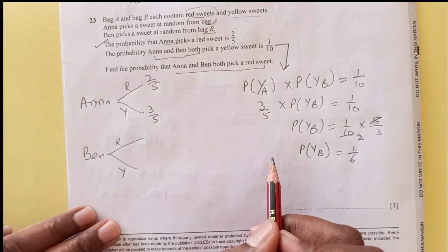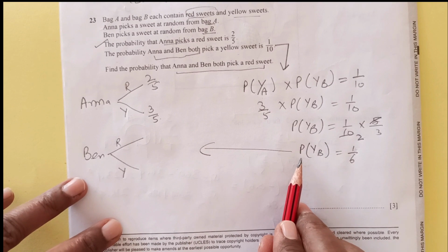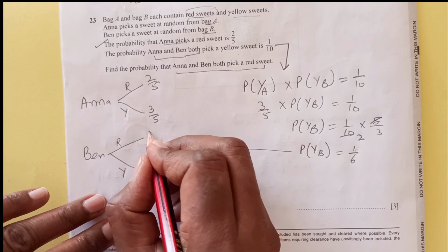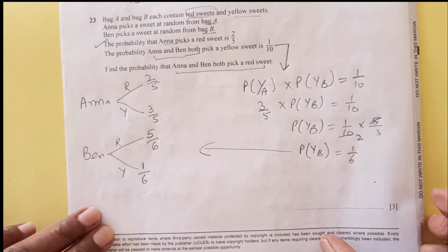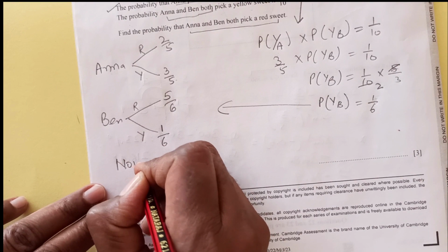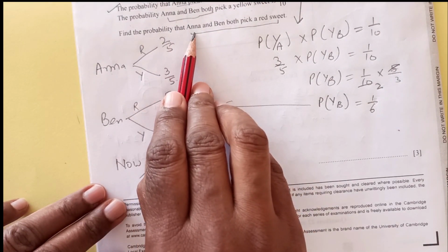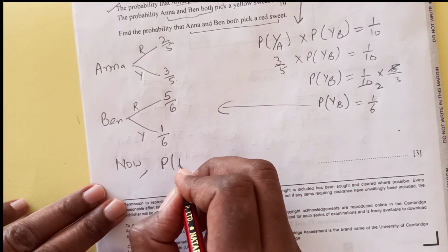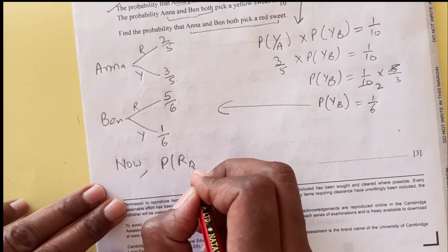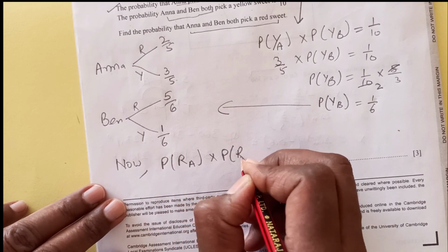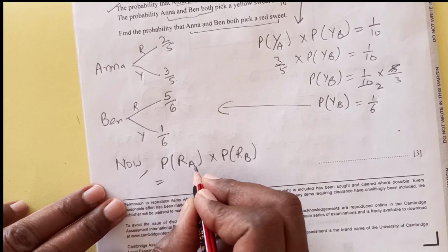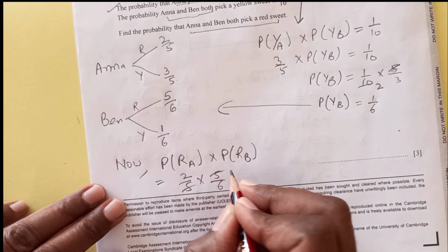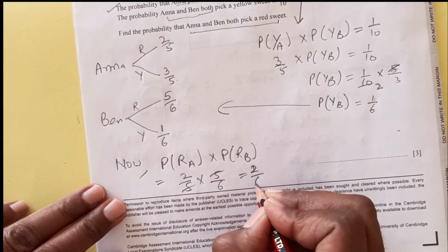So this we are going to put over here. Probability of Ben getting yellow is 1/6. Then what will be the probability of red? That is going to be 5/6, right? Now what is the question? The question is the probability of Anna and Ben both picking a red sweet. Probability of red for Anna and probability of red for Ben both. So this is going to be 2/5 times 5/6, right? So it's 2/6, that is 1/3.